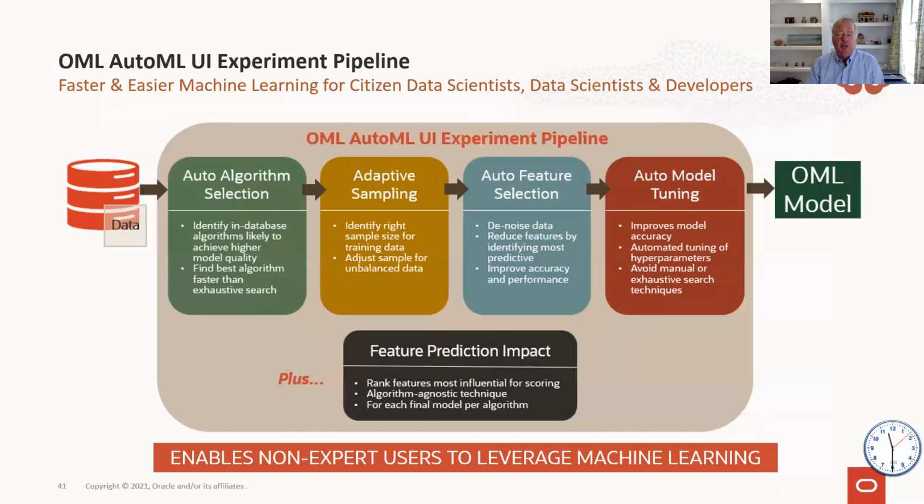One of the things we're also going to show in today's session is the AutoML User Interface. It has under the hood the AutoML functions, the auto algorithm selection, adaptive sampling, auto feature selection, that are all accessible today via the OML for Python syntax, but it pushes the functions down into the database for in-database execution. We wrap this and put a user interface on top of it as well, called the AutoML User Interface, which can also generate models. It can generate REST endpoints for deploying the model and so on.